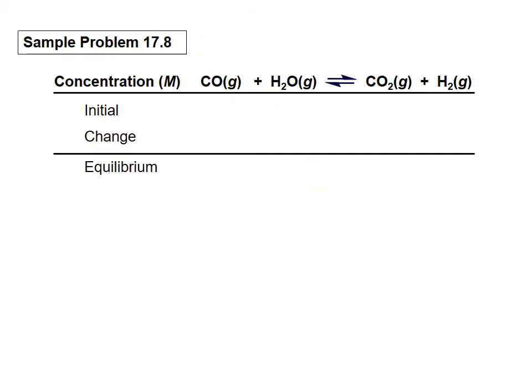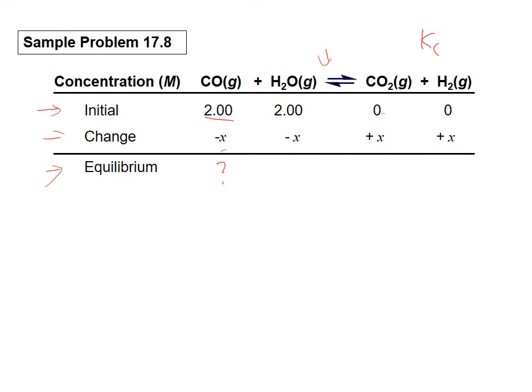Again, write the reaction, balance the reaction. Make 3 rows: initial, change, equilibrium. The initial concentration we already calculated to be 2 molarity for carbon monoxide and also for water. Products are 0. We also know the Kc. We want to know equilibrium. To do that, we need to assume the change here is x. All of them are x.